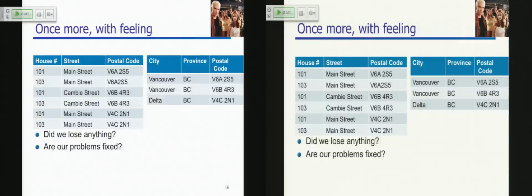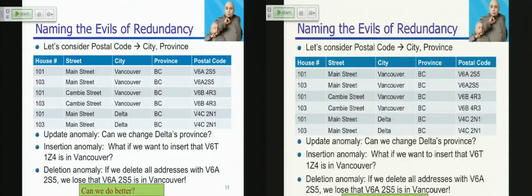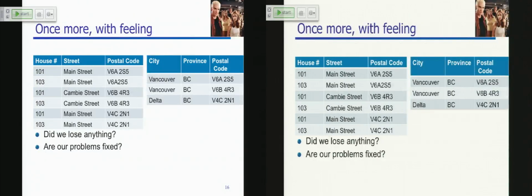Yeah? How do those two tables link together? What is the unique... That is a great question. So one thing which is important is for me not to lose any information, right? So now that I have two tables, I still need to be able to say that Main Street at that postal code still is in Vancouver, BC.